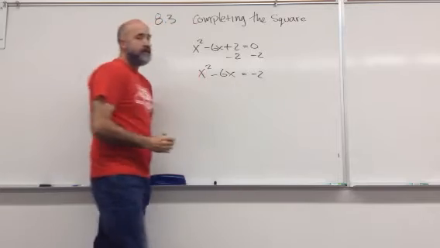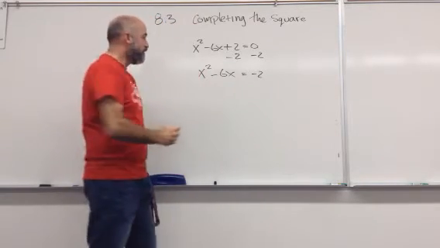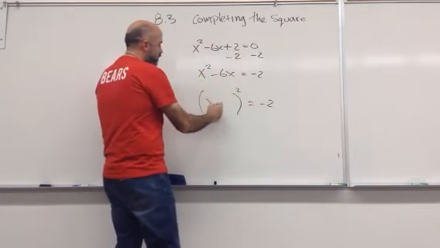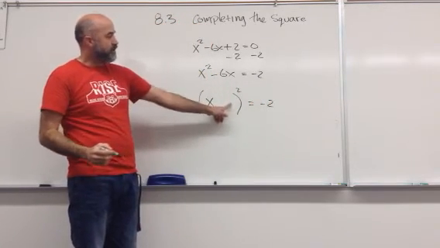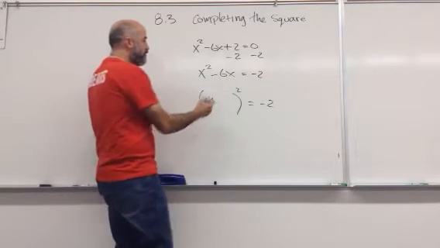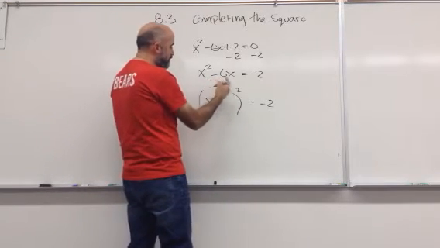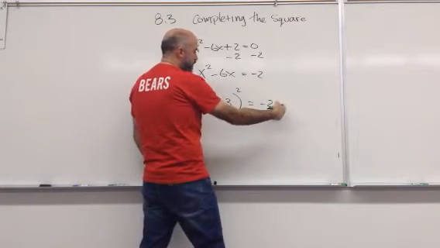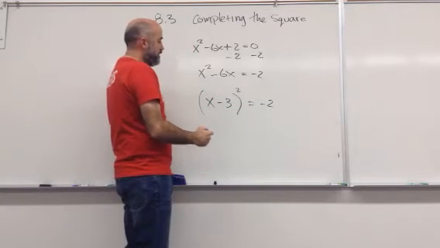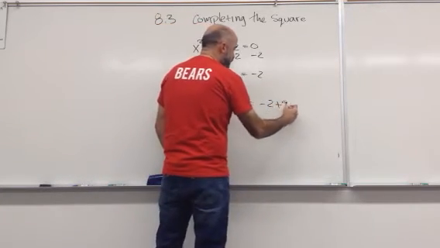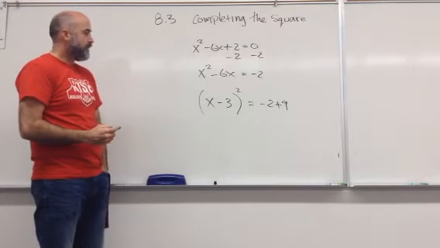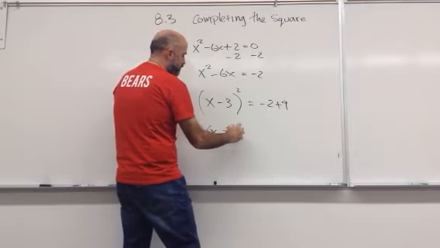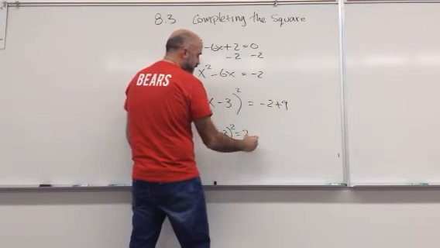From this point, what I would do, you know it's going to be this when you're done. Okay, it's always going to be this. Right here goes half of b. Half of b is negative 6. Half of negative 6 is negative 3. Negative 3 squared goes over here to keep it balanced, to keep it equal. Negative 3 squared is plus 9. X minus 3 squared equals negative 2 plus 9, which is 7.